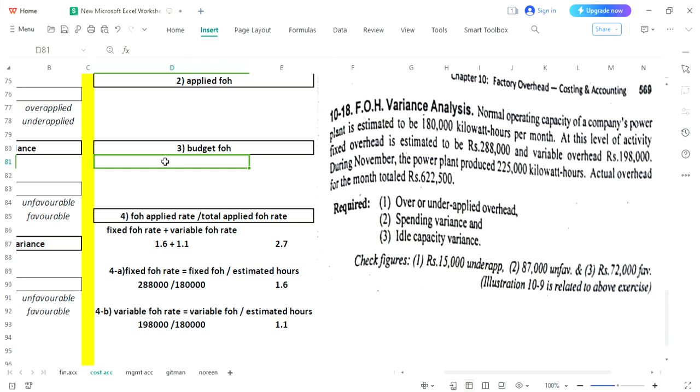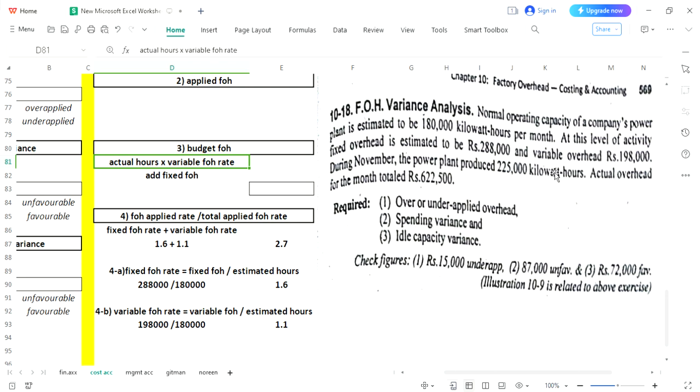It has three steps. First you will use actual hours and multiply it with the variable FOH rate, and then you will add fixed FOH, with which you will calculate your budget FOH. Now let's see what actual FOH hours we need. Actual hours, multiplied by the variable FOH rate.